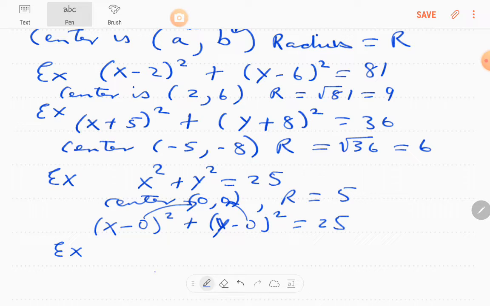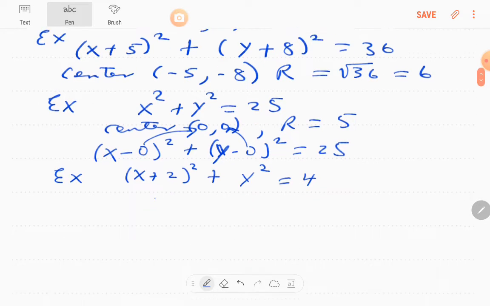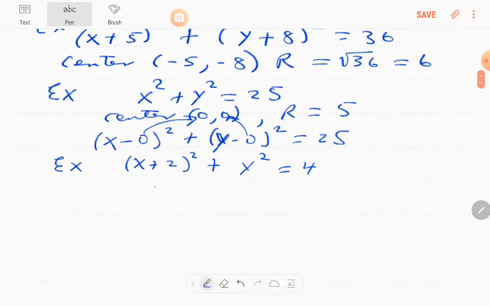Suppose we have (x plus 2) squared plus y squared equals 4. Then here the center is minus 2, and then the y value would be 0, and the radius would be the square root of 4, which is 2. Okay, let's do one more example.